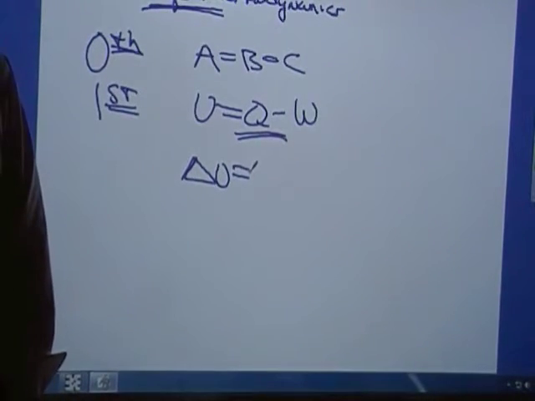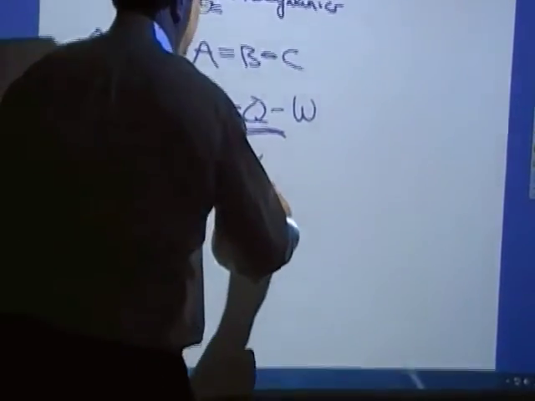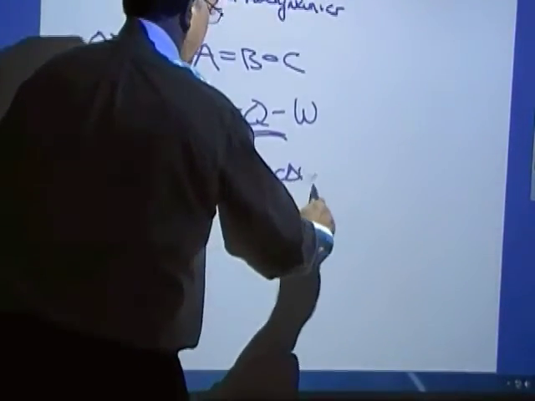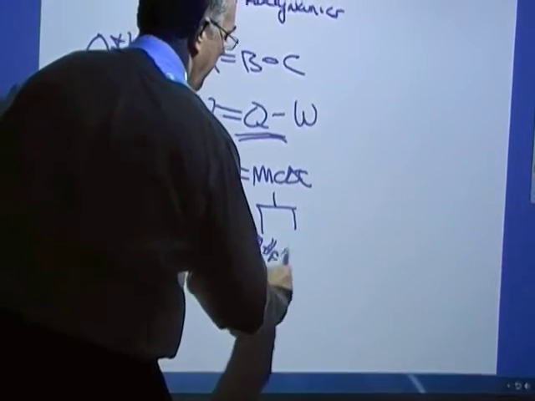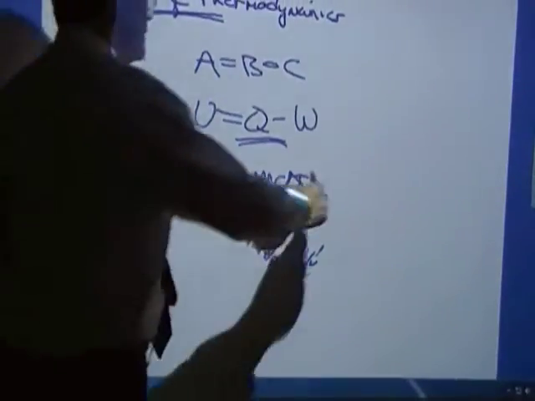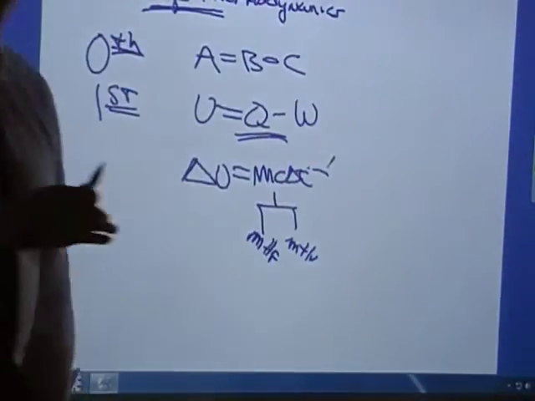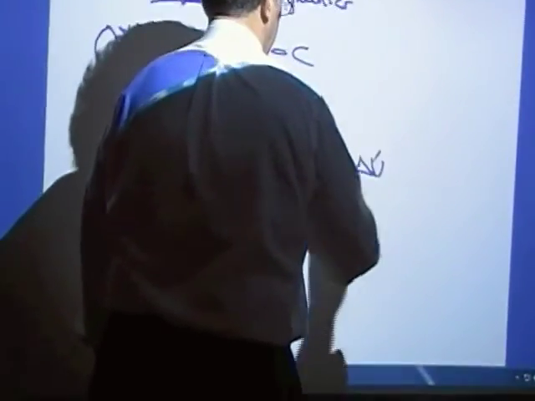MC delta T, or it could be 0. But algebraically, it could be MHF, MHV. Make sense? Minus work becomes P delta V. And that negative is important there.